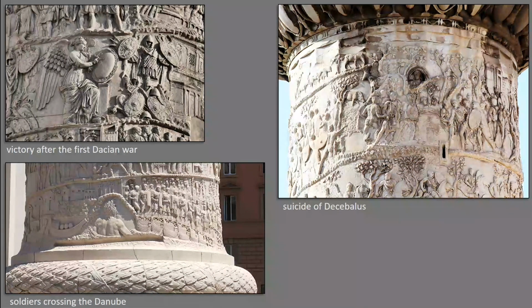For this reason, it is quite understandable that scholars have thought for a very long time that this is actually a very faithful depiction of all the events that occurred during the Dacian Wars. And until the early 20th century, there have also been lots of attempts to increase our understanding of the actual events, because Cassius Dio is relatively brief. He doesn't talk about every single detail. And so people thought, well, if we only observe the reliefs very carefully, maybe we can even enhance our knowledge of the precise events that happened.